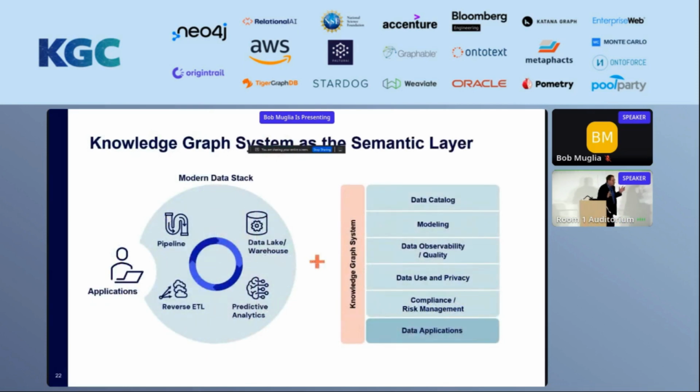So this is what it would look like. If we put a knowledge graph system in as the semantic layer, we could put this here. And we could also use that knowledge graph to do more than governance. We could use it to build a new generation of these interesting data apps. Wouldn't that be interesting?